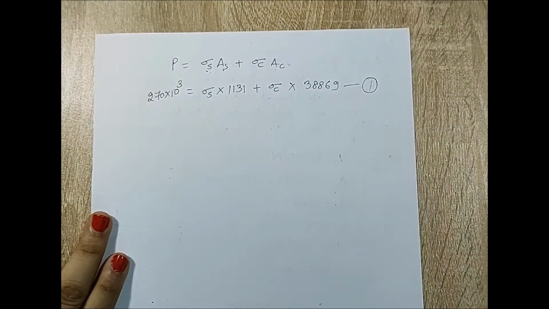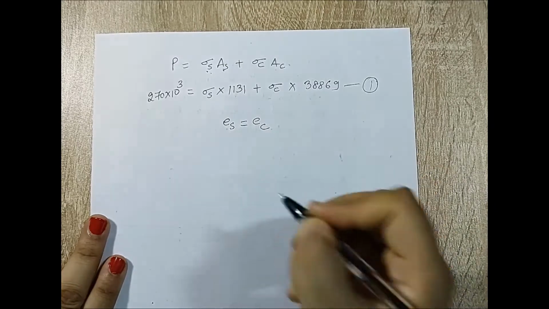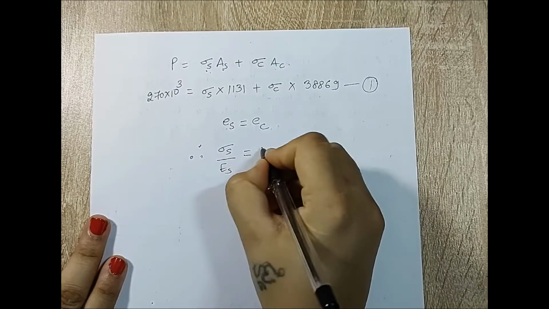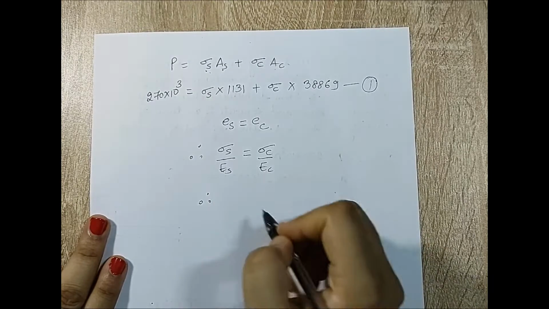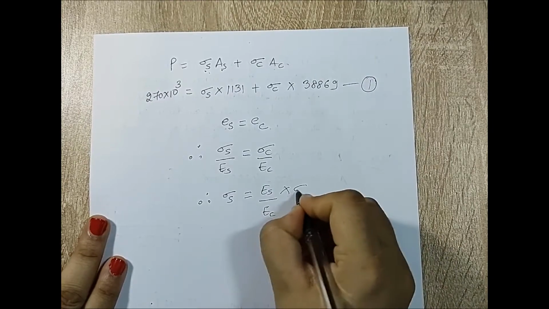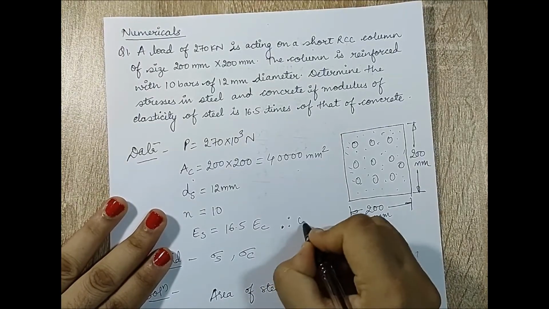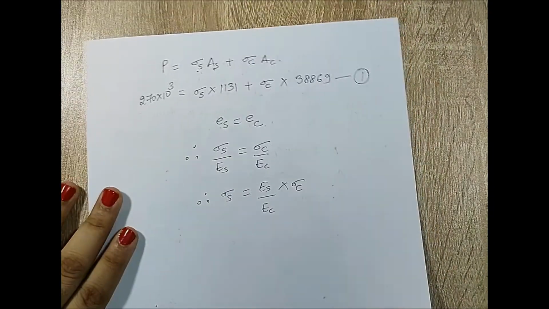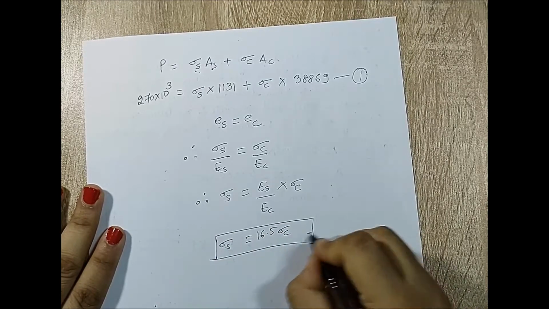The second equation which I'll be using is strain is equal. So I can say that strain in steel will be strain in concrete. So here I can write down sigma S upon ES is equal to sigma C upon EC. I know the relation of ES and EC. So I can write down sigma S is equal to ES upon EC into sigma C. Here I already know the equation. So I can write down therefore ES upon EC is equal to 16.5. So I'll be substituting here and I get 16.5 times sigma C. So I get the relation for sigma S and sigma C.